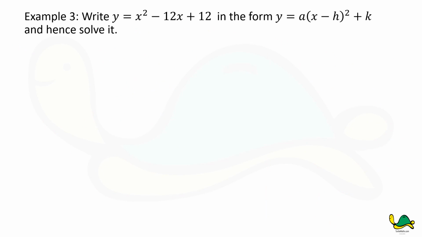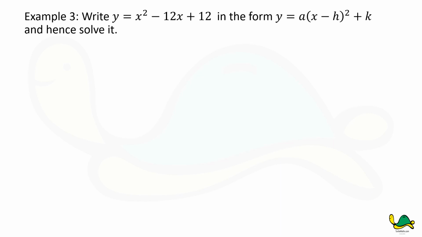Example 3, y is equal to x square minus 12x plus 12. We are supposed to write it in the form y is equal to a(x minus h) whole square plus k, and hence solve it. You can pause this video and try attempting this question by yourself, since we have already done 2 examples. Time up. So part 1, which is writing it in the vertex form.